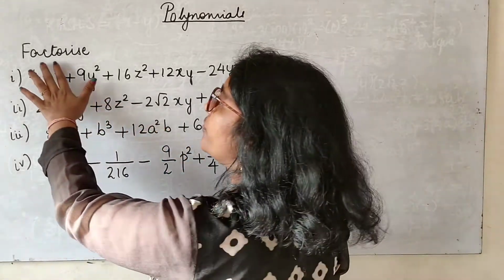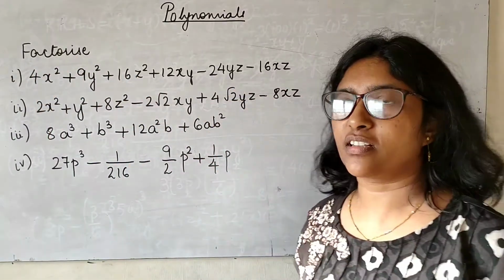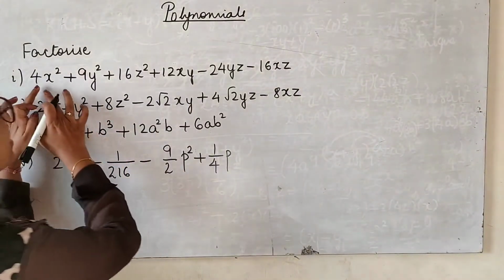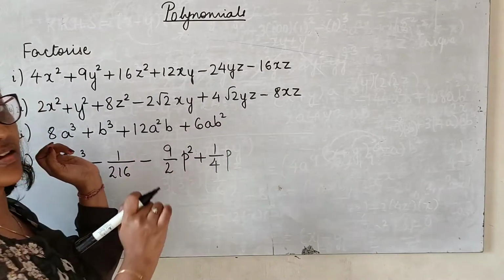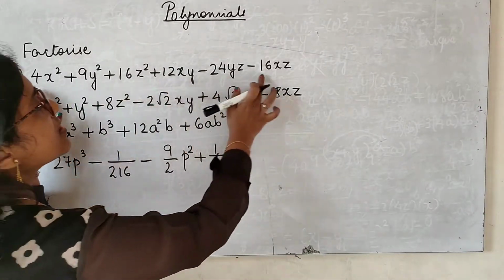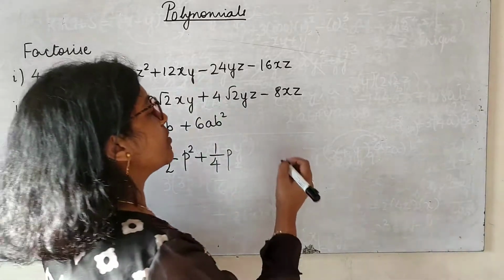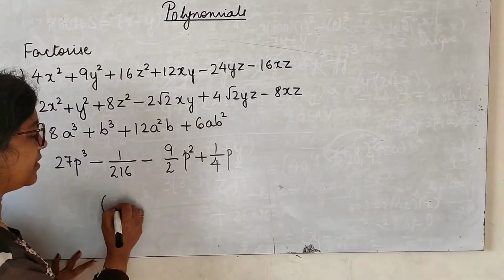These are questions to be factorized. We want to find the factors. So going to the first question, as you can see there are 6 terms. A question which has 6 terms and you are supposed to factorize. The first thing that should come to your mind is this identity.